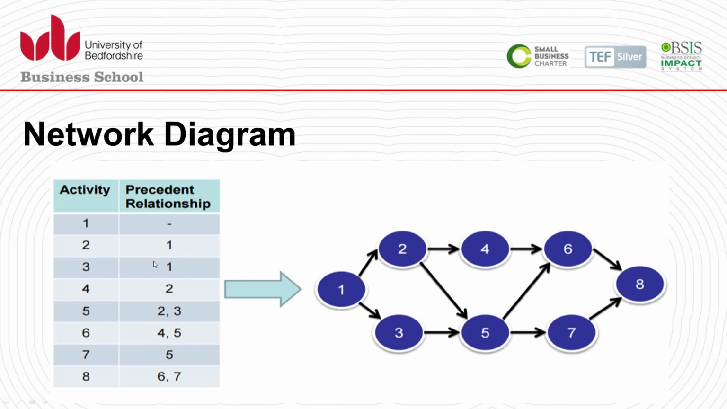And you can see this table is now illustrated in a graphical illustration. So 1 is the start of the project. 2 and 3 can start at the same time, but only when 1 is finished. And this is how it goes on with the precedent relationships.